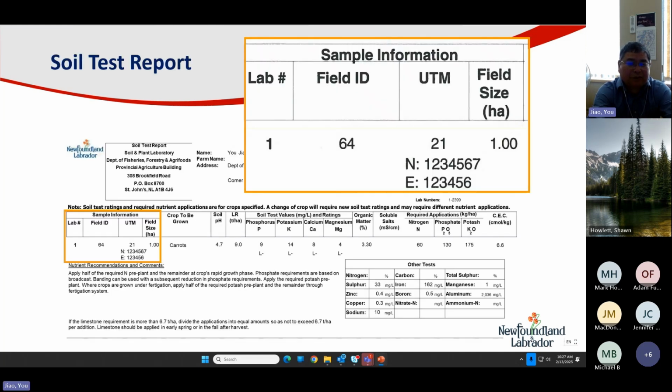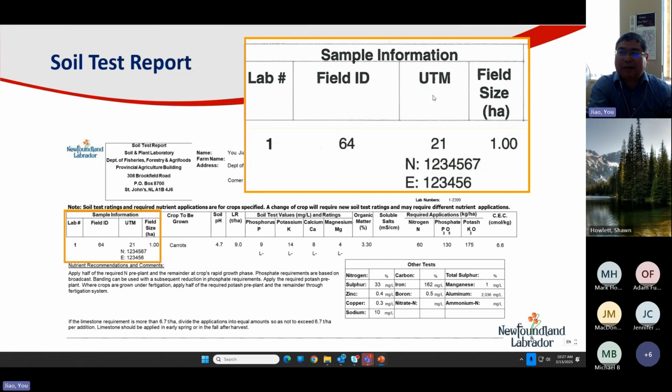For the soil test report, the first section on the far left side, I highlighted here and enlarged so we can see it better. The lab number is assigned by the lab, and the field ID is put in by our client, our producer, like my field ID is 64 or my field ID is Billy Kelly. So the field ID we copy from you, and the lab assigns the lab number.